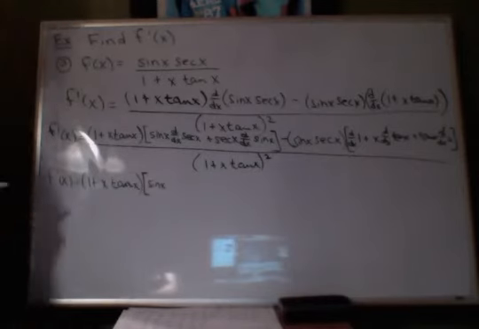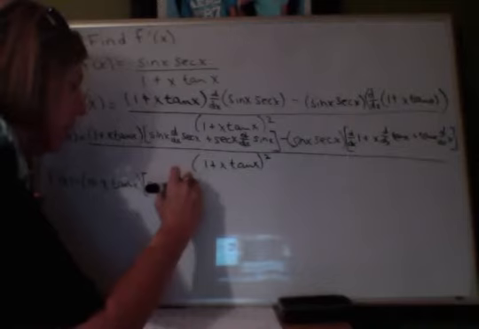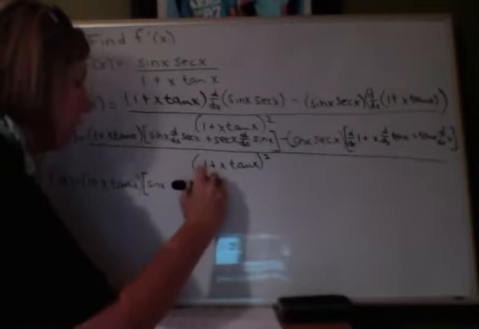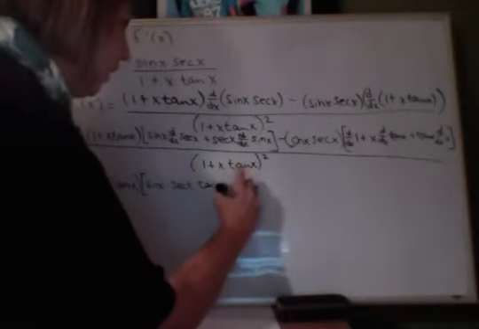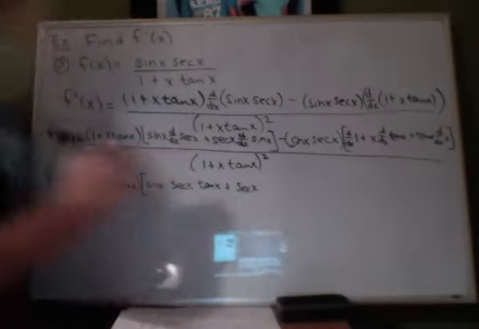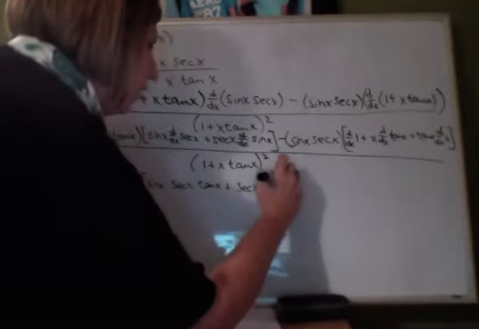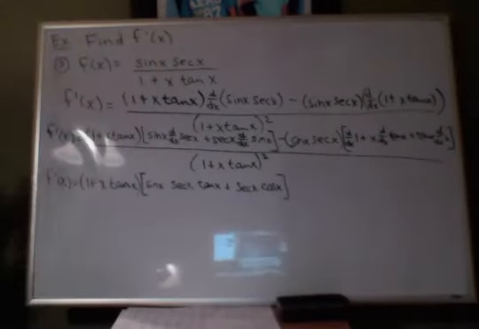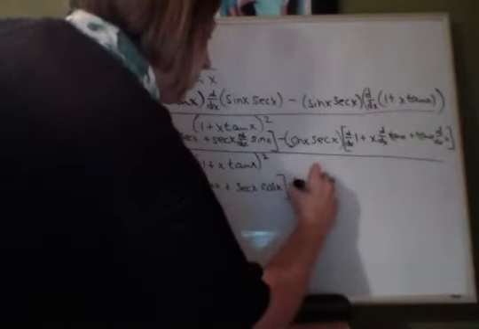And the derivative of secant x is secant tangent. So we have secant x, tangent x. Okay, plus secant x times the derivative of sine, which is cosine. So that's that first set of brackets there. Then we have minus, still have sine secant.